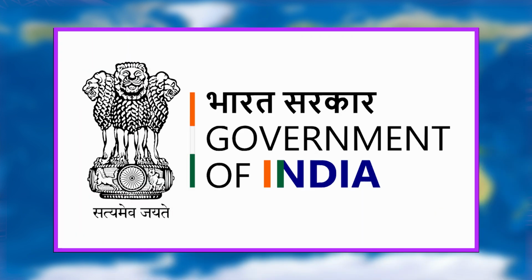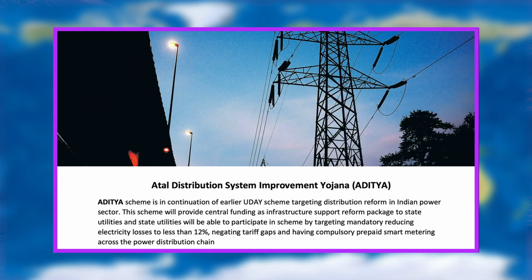Now, in the power sector, Government of India is planning to launch the Atal Distribution Transformation Yojana scheme. As per this scheme, if states involve private sectors to improve the efficiency of state distribution companies, then the central government will provide incentives to the states. Such a scheme did not exist earlier.